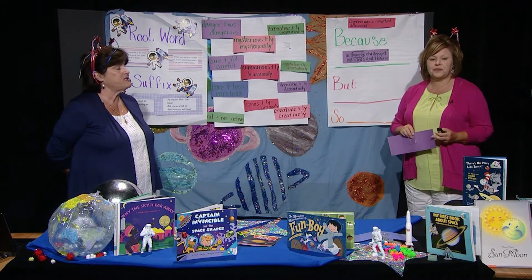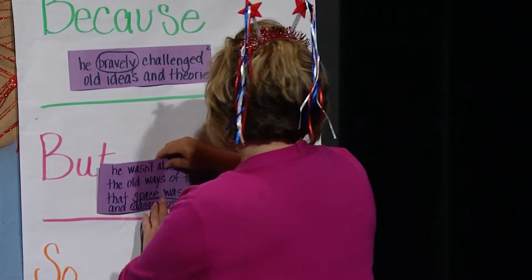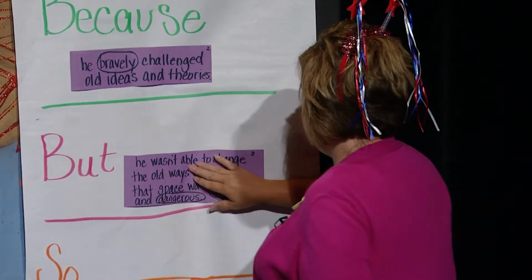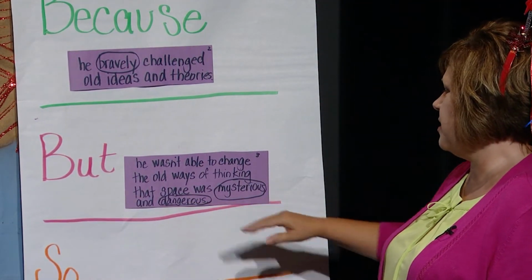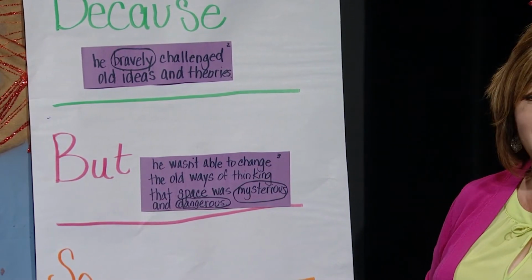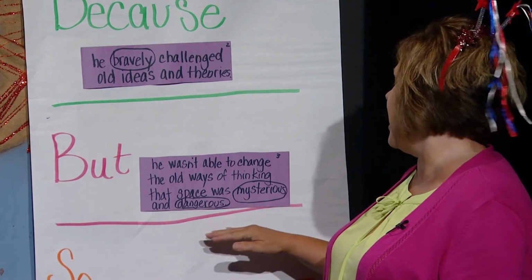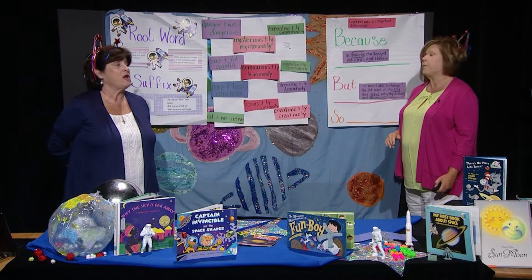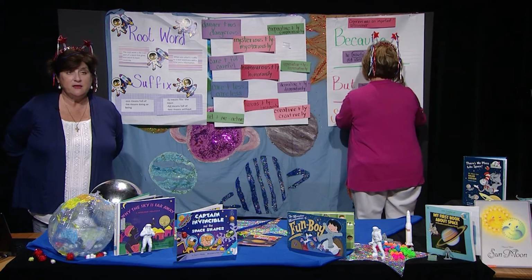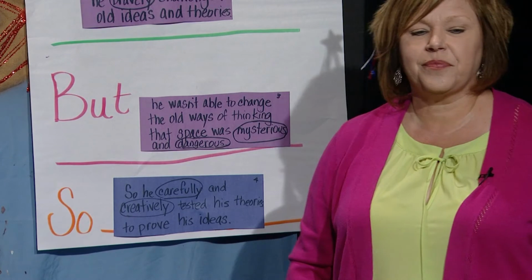Now let's complete but. But he wasn't able to change the old ways of thinking that space was mysterious and dangerous. What are our two suffix words? Does anyone see them? Can anyone share? Great job. Mysterious and dangerous. Good job. And our last sentence begins with so. So he carefully and creatively tested his theories to prove his ideas.